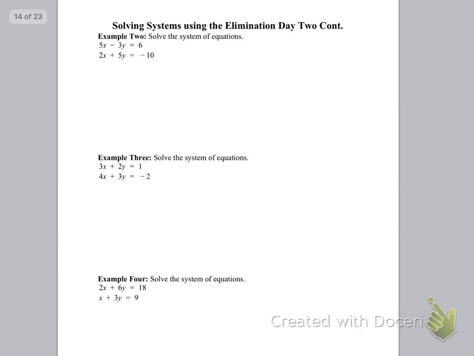My second one, I have negative 3y and 5y. Well, keep in mind, our goal is to have one positive and one negative. Well, that might be a good start. Might be better than the 5x and the 2x. Okay, so my goal is to get my y's to cancel out.